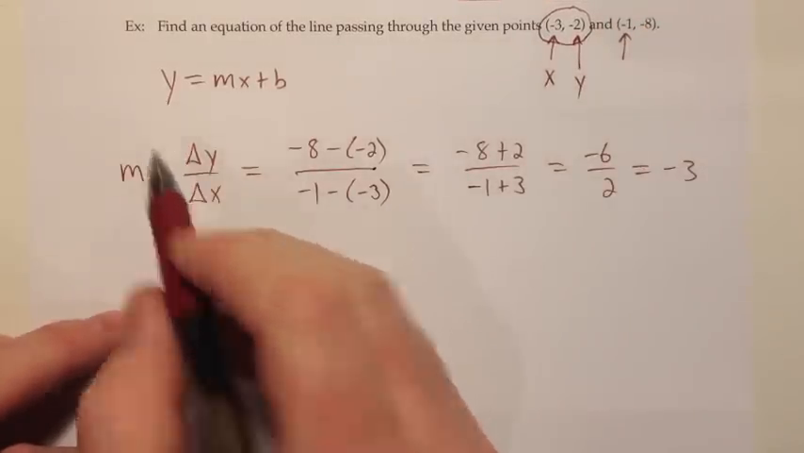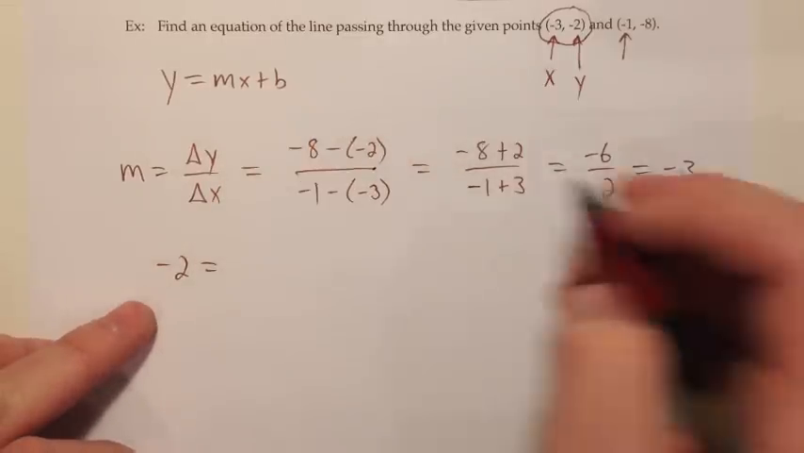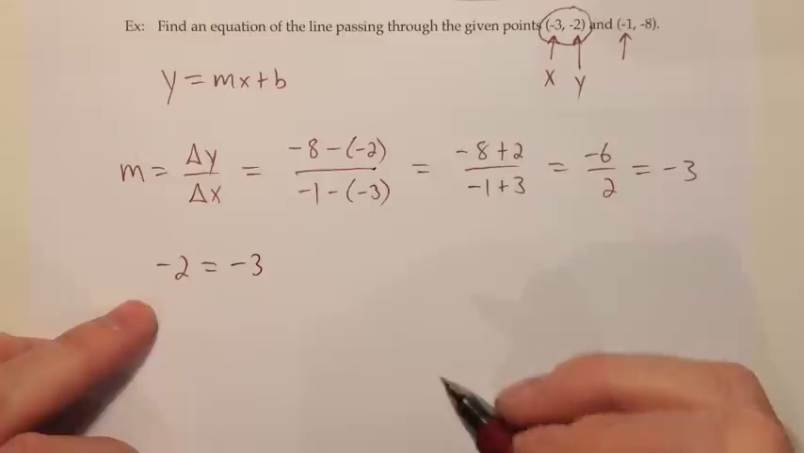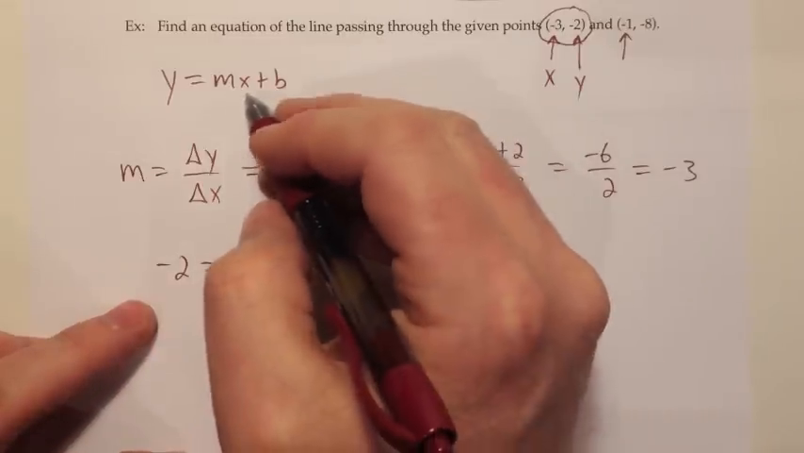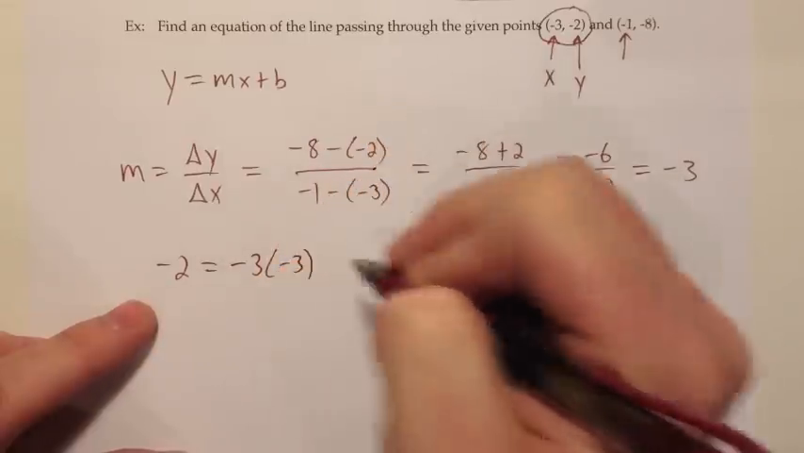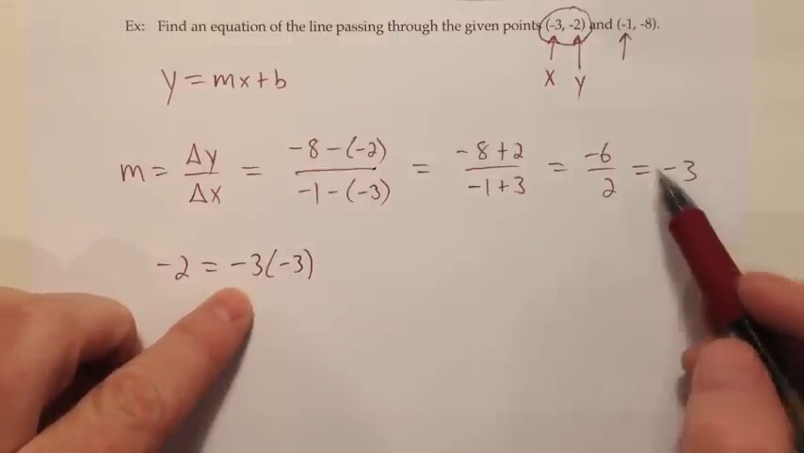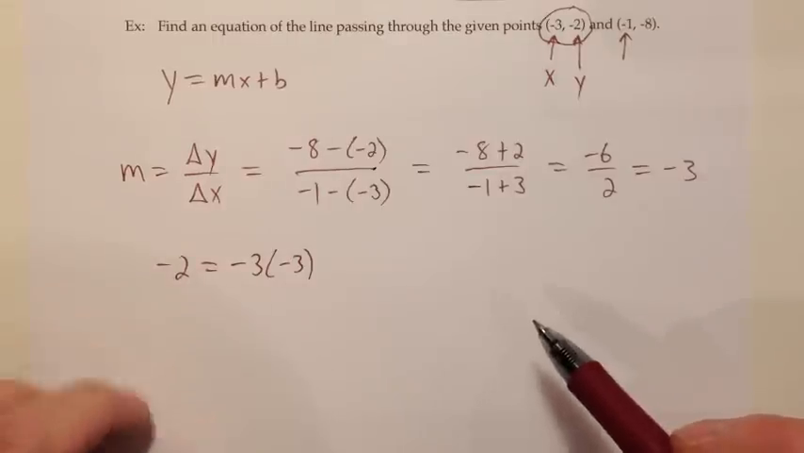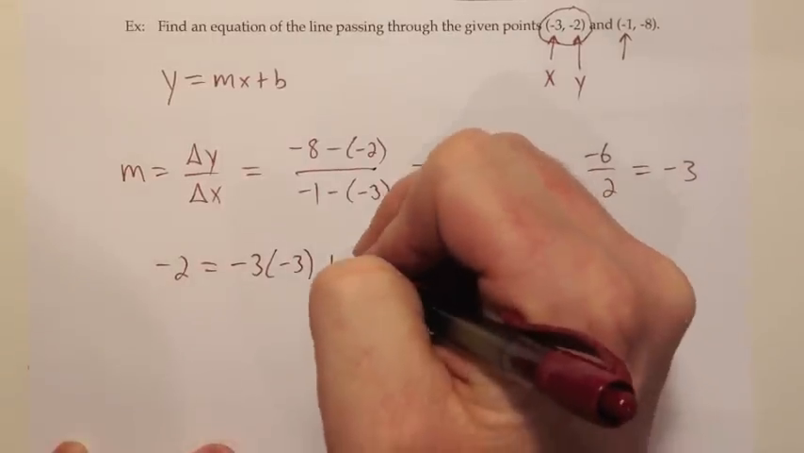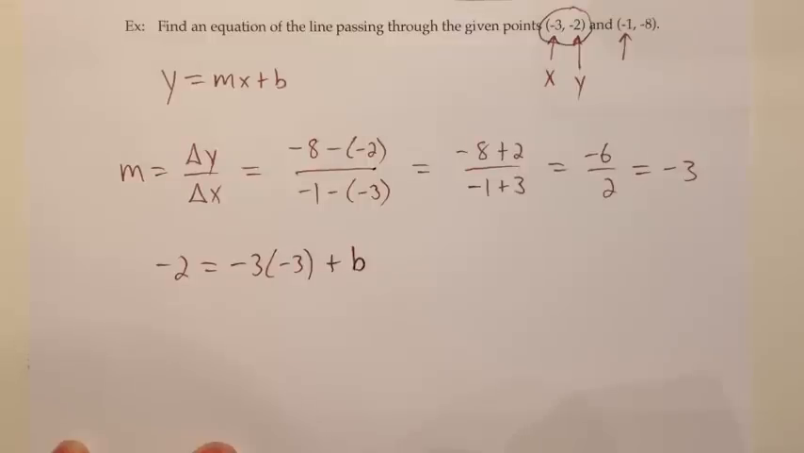So plugging those in, y is negative 2 equals m, which we just found right here, is negative 3. And then the x value is also negative 3. Sorry, that's a little confusing there that those match. But this was the m and this is the x. And the m and the x both happen to be negative 3 with the ordered pair I picked. And then plus b. And the b is a mystery, so that's going to stay as a variable for now, and I'm going to have to try and solve for it.